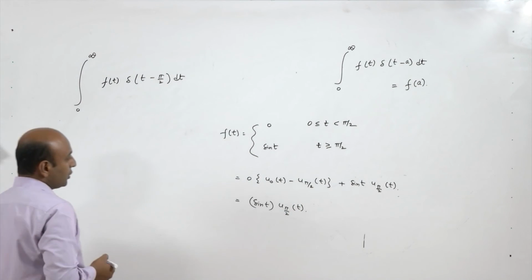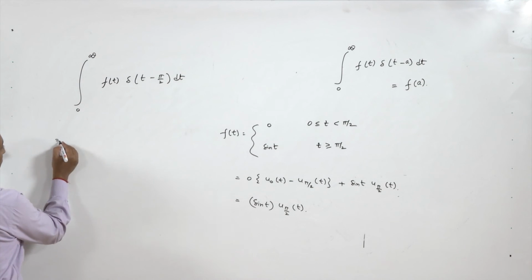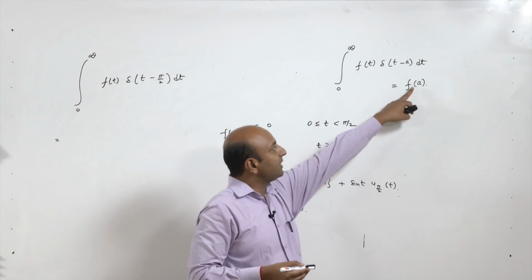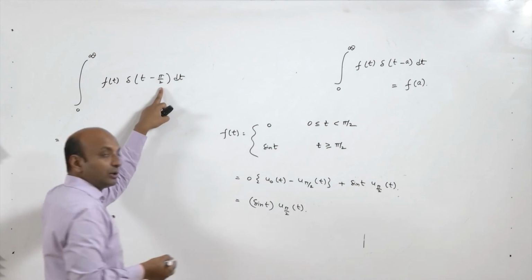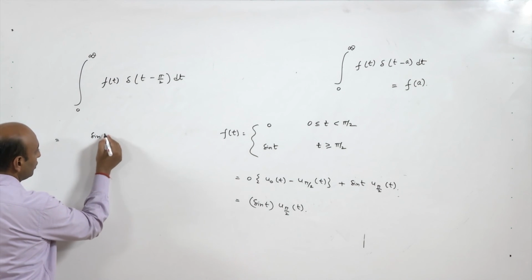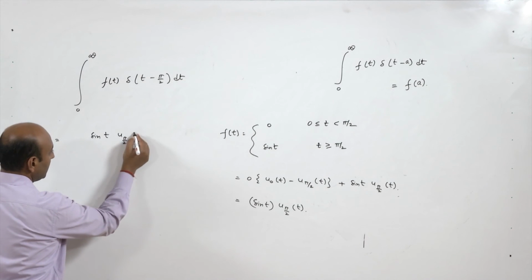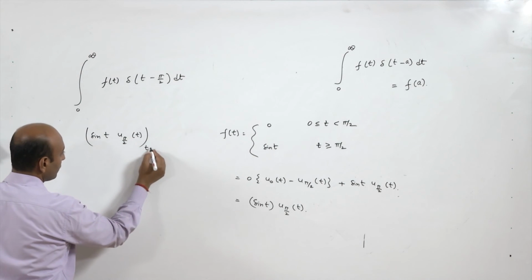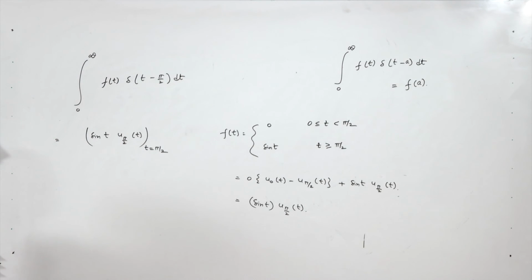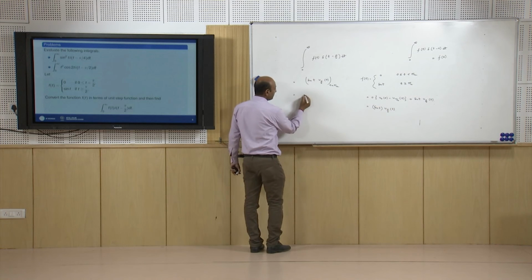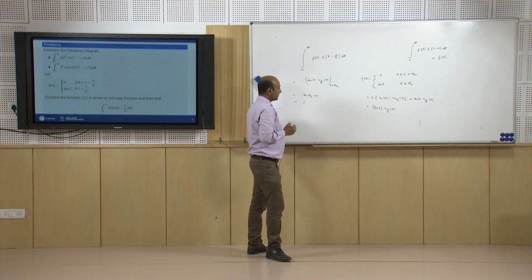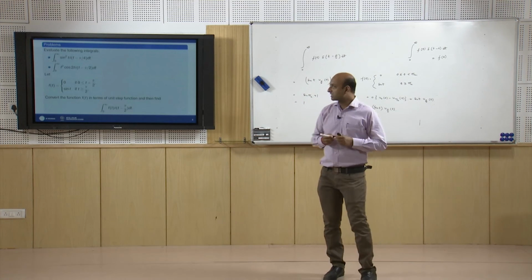So, now by filtering property, this will be nothing but the value of f at t equal to a, and here a is pi by 2. So, the value of f at pi by 2. So, the value of f, that is sin t into u_{pi/2}(t), at t equal to pi by 2. Now, at t equal to pi by 2, the unit step function value will be 1. So, it is nothing but sin pi by 2 into 1, which is nothing but 1. So, hence we can find out the value of this expression.